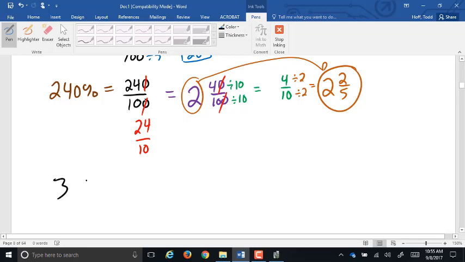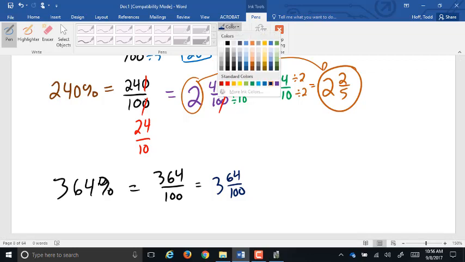I mean, you may have something like 364%. So that's going to be 364 over 100. As a mixed number, what's that going to be? Perfect. 100 goes in there 3 times, with 64 left over. So 3 and 64 over 100.